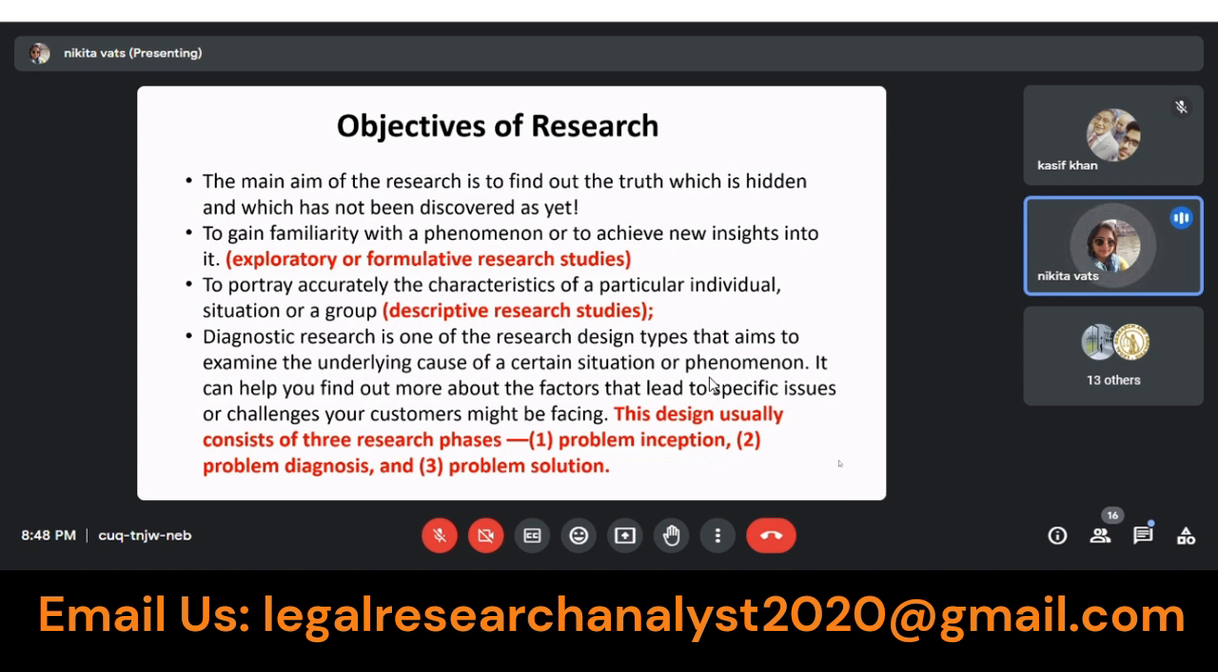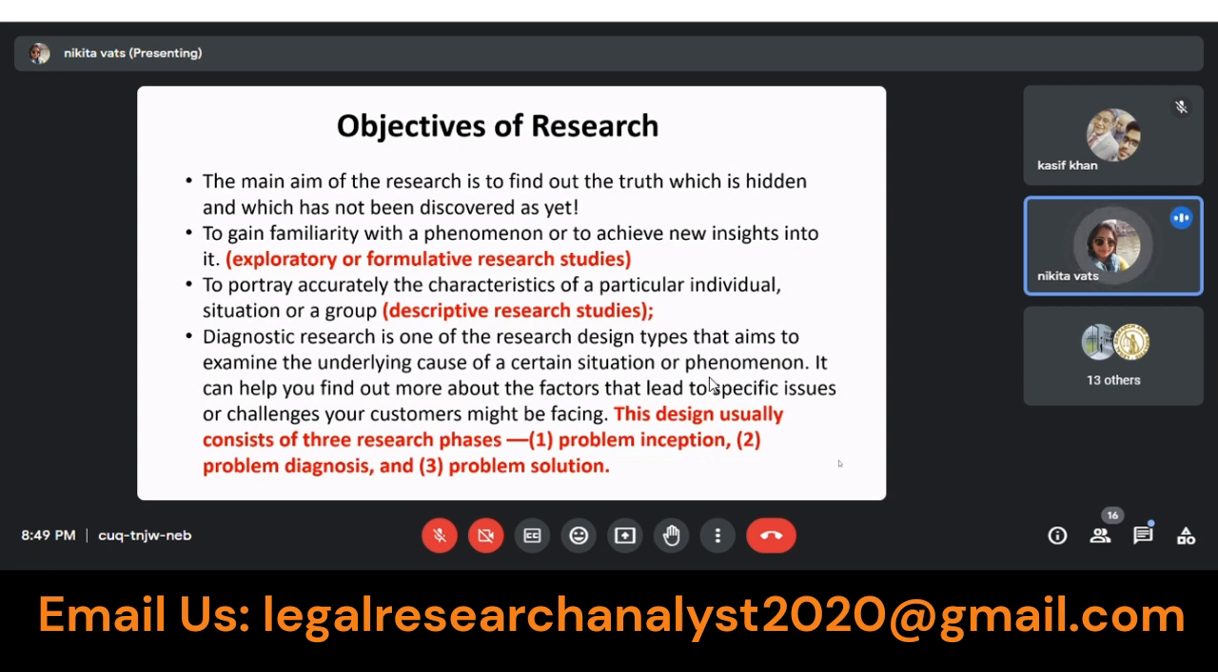Then diagnostic research is one of the research design types that aims to examine the cause of a certain situation. I can give you an example. Is any of you based in Delhi? No one, ma'am, is from Delhi. You want to talk about the floods? Yes, I was just talking about it. So, what was the cause of the flood? There are so many analyses coming up now.